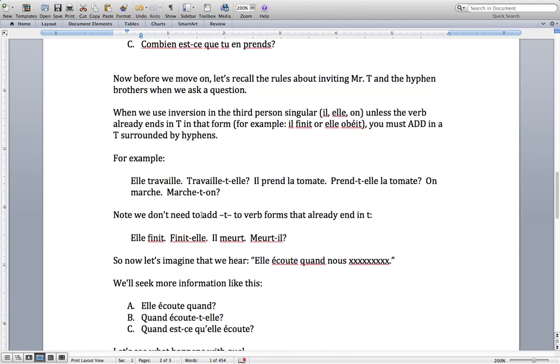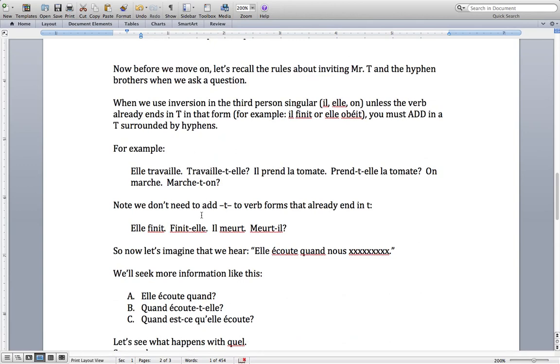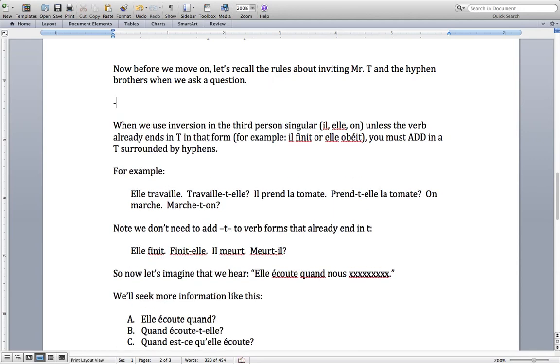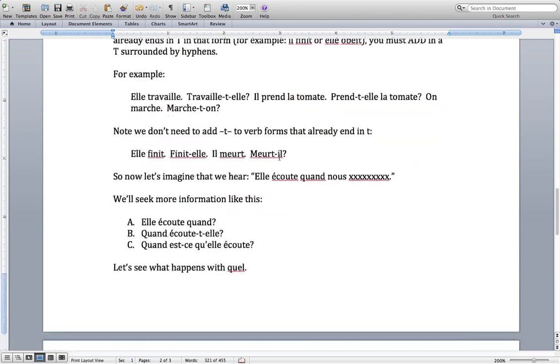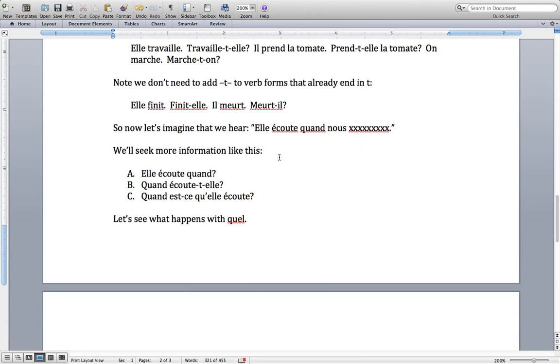Now, before we move on, let us recall the rules about inviting Mr. T and the Hyphen Brothers when we ask a question. Do you guys remember Mr. T and the Hyphen Brothers? He looks like this. When we use inversion, in the third person singular, that means il, elle, or on, unless the verb already ends in a T in that form, for example, il finit or elle obéit, you must add in a T surrounded by hyphens. For example, you would have elle travaille. You use inversion. You say travaille-t-elle. We added Mr. T and the hyphen brothers, didn't we? We added hyphen T hyphen, otherwise known as Mr. T and the hyphen brothers.